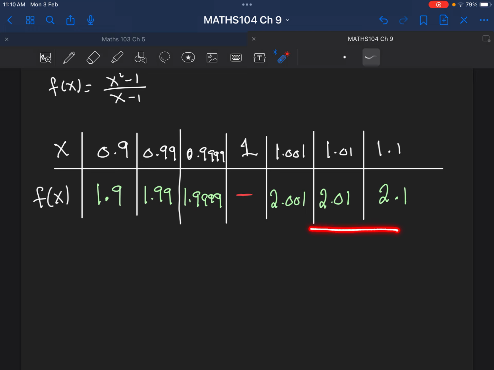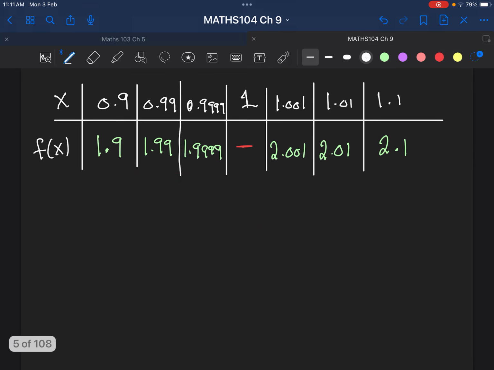Now, what can you see in this table? Well, the closer I get to 1 from the right, the answer looks like it goes to 2. And the same thing happens here. The closer and closer and closer you get to 1, the number looks like it's close to 2. And this is why we say the limit is equal to 2.